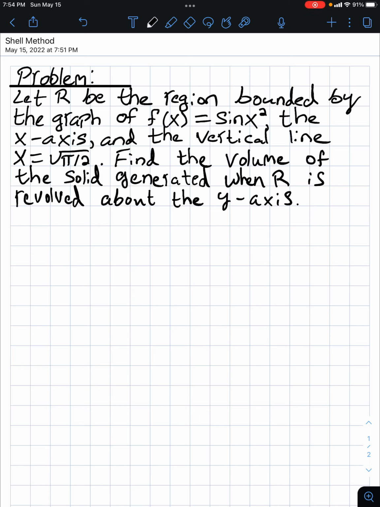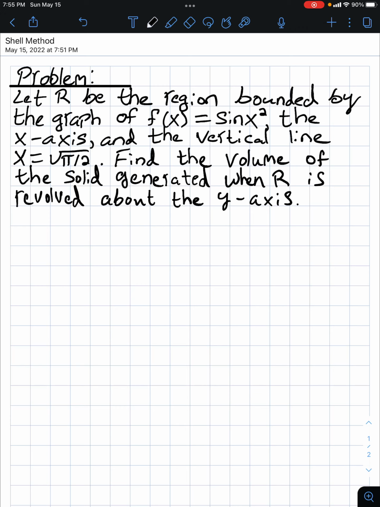Now pause this video, take a few minutes, and solve this problem. Welcome back. Hopefully you were able to solve this problem. Now, let's work on it together. We're going to be using the shell method.